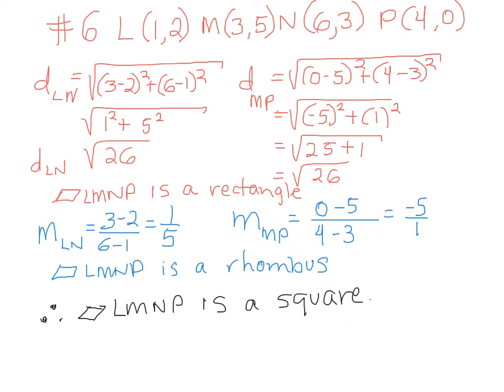And when it's only the slope that's the same, if this is the only thing that is true, then it's just a rhombus. If this is the only thing that is true, the distances are congruent, then it's just a rectangle. Yes, okay? Any questions about 5 or 6?